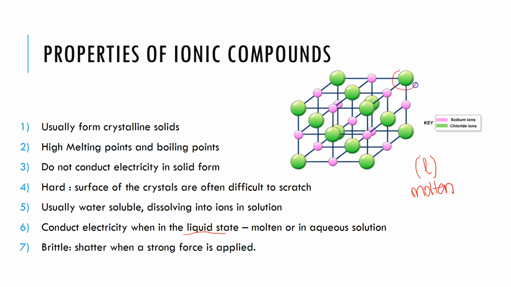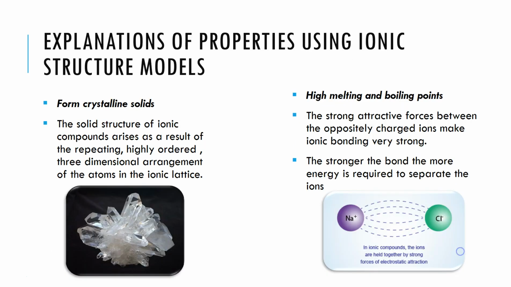What that does is free up all the ions so that they can roll over each other, but it's molten. Not to be confused with aqueous, where they will also be able to conduct electricity, but they will have the symbol AQ, which means that they're in solution with water. So the ions are freely moving around in water. These are very different from a molten salt. And then the last one, they're brittle, which means they shatter when a force is applied.